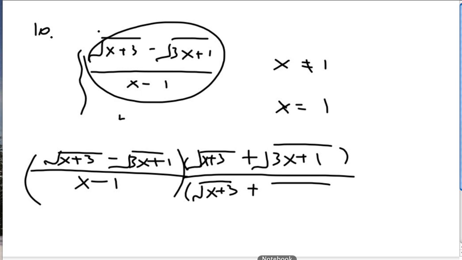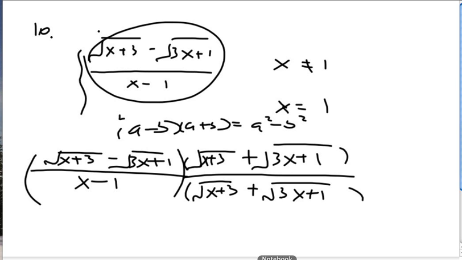So I just multiplied the original function by 1, which is the square root of x plus 3 plus the square root of 3x plus 1 over the square root of x plus 3 plus the square root of 3x plus 1. The reason I do it is because a minus b times a plus b equals a squared minus b squared.